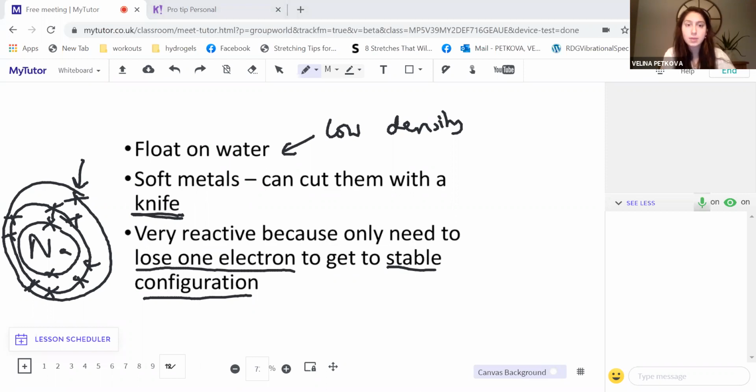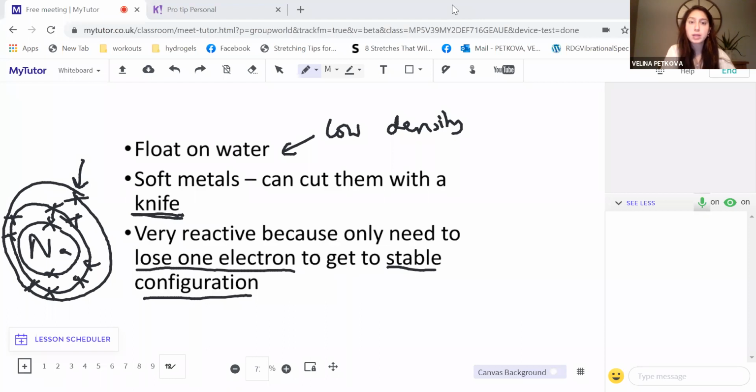Can elements exist without a full outer shell of electrons? No, they tend to always react to get the full outer shell. Are they colored compounds? No, they tend to be white. When group 1 metals form compounds, they tend to be white.